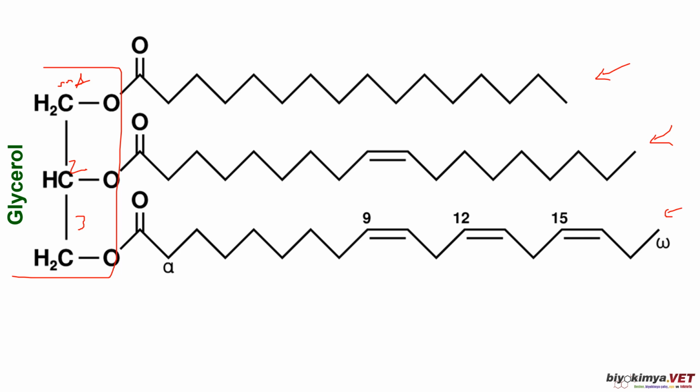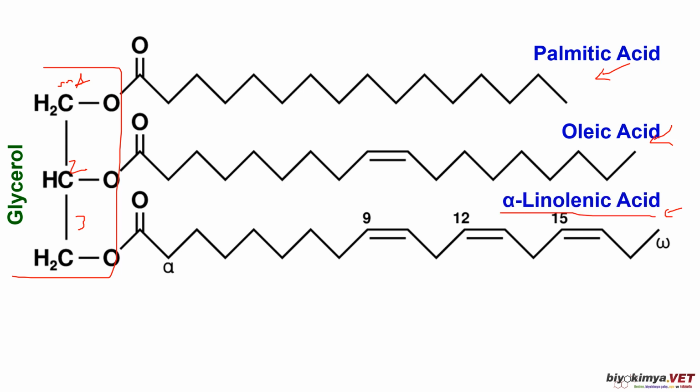And you can try to name the fatty acids, both systematic naming and the IUPAC names, and also for the unsaturated ones, you can do the omega classification. The first one is palmitic acid, the second one is oleic acid, omega 9, and omega 3, the essential alpha linolenic acid.